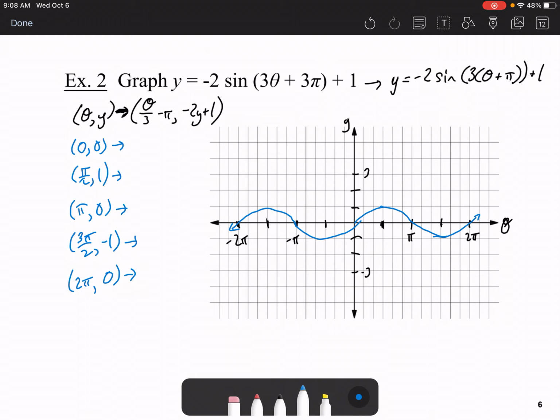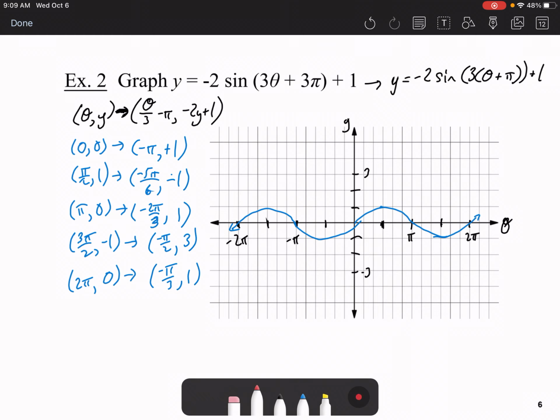Okay, so if I take this, I get negative pi and plus 1. If I do this, I get negative 5 pi over 6 and -1. If I do this, I get -2 pi over 3 and 1. If I choose this one, I get negative pi over 2 and positive 3. And last but not least, negative pi over 3 and 1.